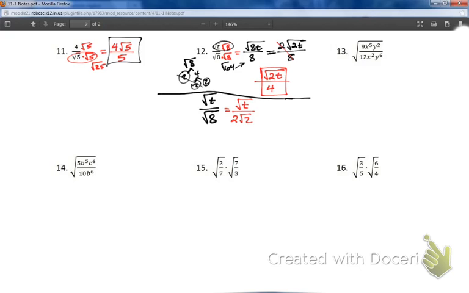Now with this problem, rationalizing the denominator means all I have to do is multiply by square root of 2. And we haven't actually done one like this, so let's look at this. Multiplying top and bottom by the square root of 2.